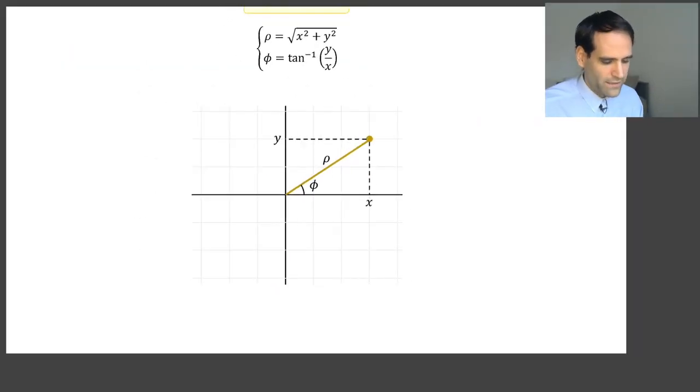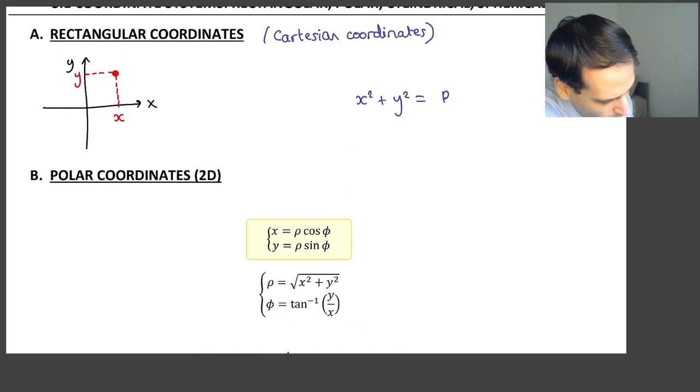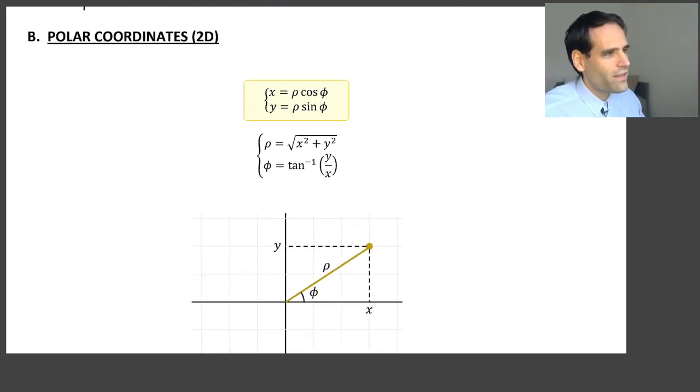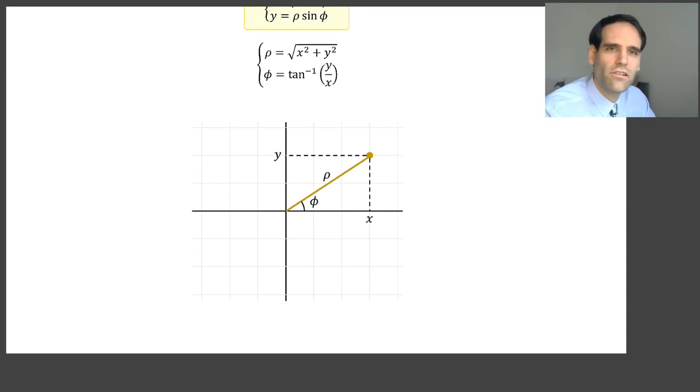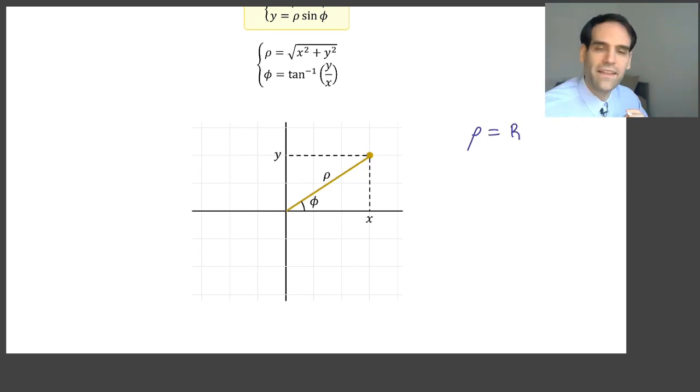If you wanted to describe a circle, you know that in rectangular coordinates a circle is quite ugly because it's x squared plus y squared equals r squared, right? So it becomes an ugly equation with squares and so on. But how do you describe a circle if you are in polar coordinates? Actually, it's very simple. In polar coordinates, you can just say rho equals r, and that's it. That is the equation for a circle, okay?